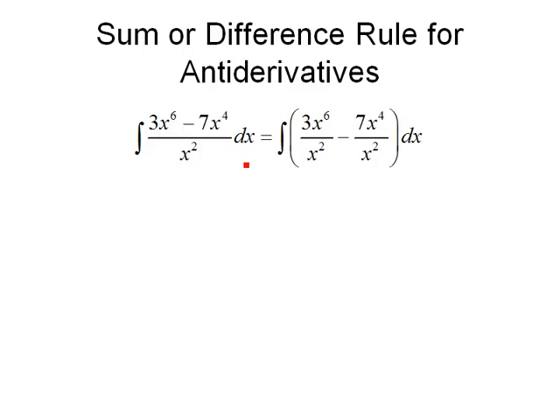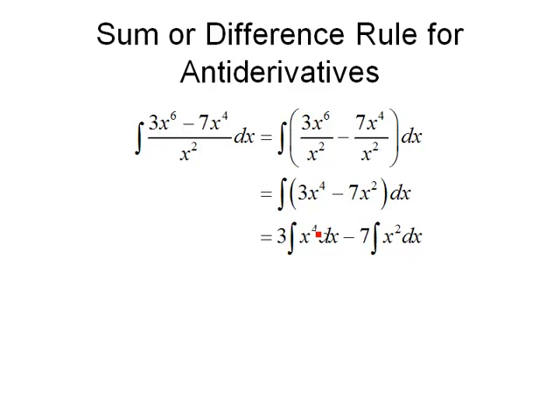So the first thing I'm going to do is divide that x squared into both terms on top. So I'm going to take the antiderivative of 3x to the 6th divided by x squared, and I'm going to subtract the antiderivative of 7x to the 4th over x squared, and I'm going to do this with respect to x. I have this difference, so I'm going to break this up, but before I do that, I'm going to go ahead and reduce x to the 6th over x squared to x to the 4th, and x to the 4th over x squared as x squared.